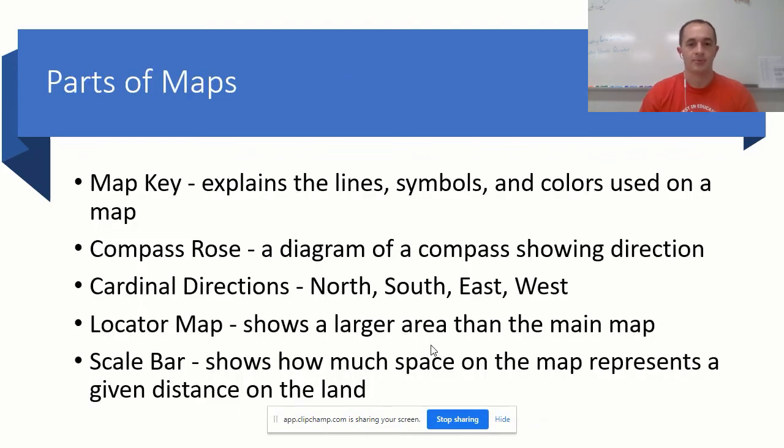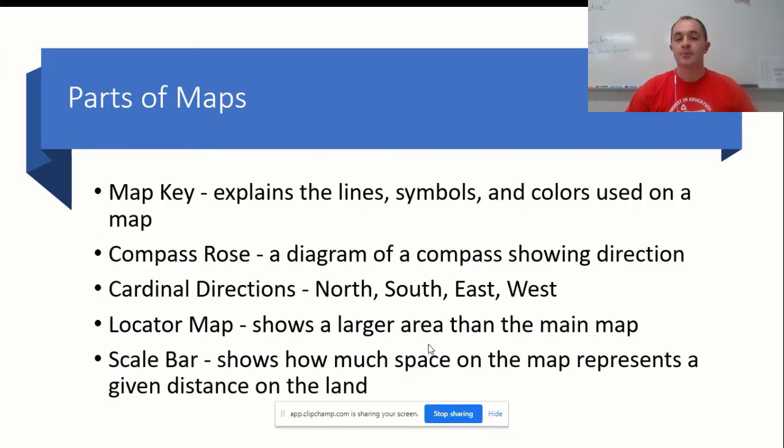Parts of a map. So these are the types of things that we would find on our maps that we'll use throughout the year. So one is a map key, which explains the lines, symbols, and colors used on a map. Then the other is a compass rose. So that is a diagram of a compass showing the direction. And then those directions are the cardinal directions: so north, south, east, and west.